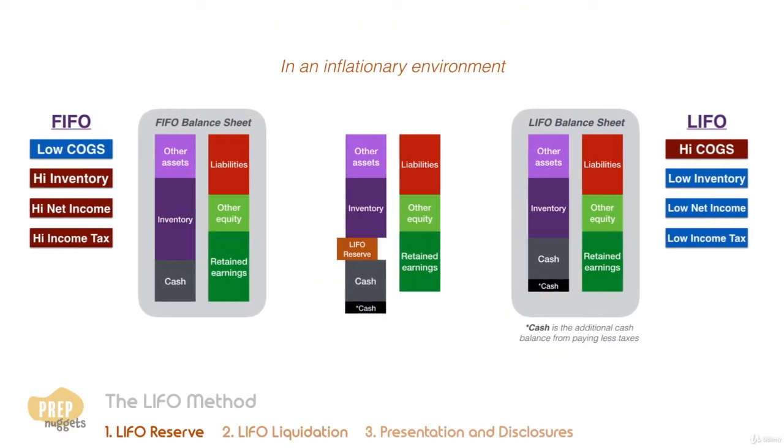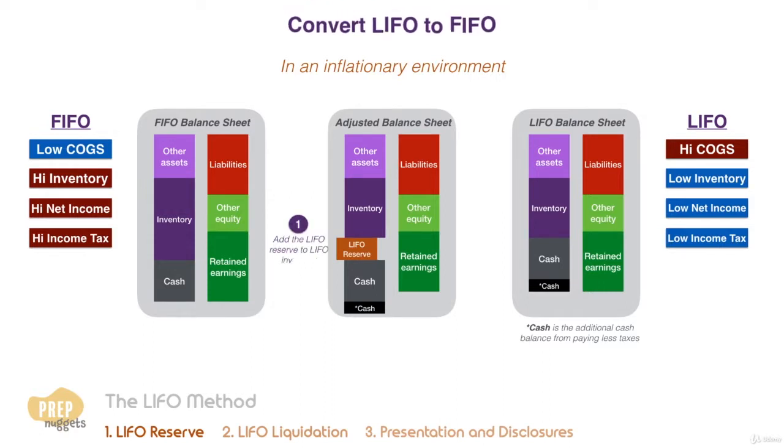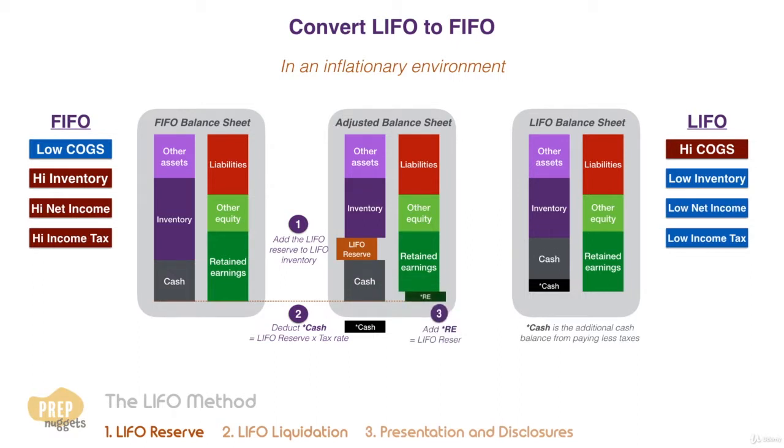To make the adjustment, the first step the analyst has to take is to add the LIFO reserve to LIFO inventory on the balance sheet. As there is this surplus of cash from the lower taxes paid, the next step is to remove this from the cash balance. This amount is the LIFO reserve, multiplied by the tax rate. On the other side of the balance sheet, the analyst has to adjust the retained earnings to balance the accounts. This is done by increasing the retained earnings by the LIFO reserve times 1 minus the tax rate.